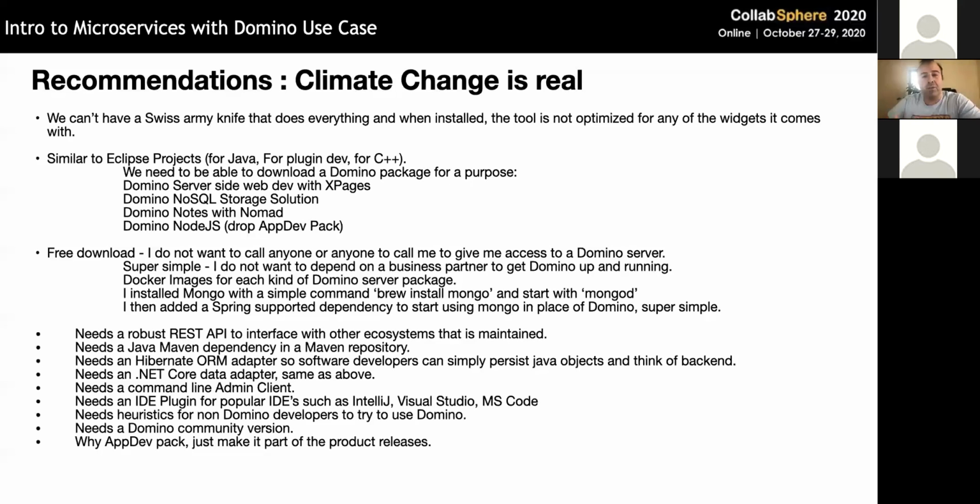I want to get to my solution. I don't want to worry about quirks in the product. We need Hibernate ORM adapters. There's .NET Core. We need a community version of Domino. And I think App Dev Pack should be just part of the product release. So that's my feedback, because customers are not waiting for App Dev Pack to be finished. We need solutions now. We need to adopt and plan budgets for working and building solutions for tomorrow. So we can't wait.